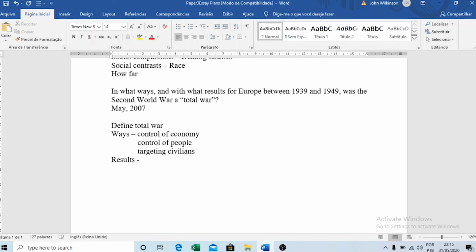For results, well, the thing I know I could write a lot about is the plight of civilians, the hardships that they had to endure on the home front, with rationing, for example, with the loss of their loved ones, with the children packed off to the countryside, all of those things. The plight of civilians, the results were quite profound. The bombing of cities. So I can write a good chunky paragraph on that.